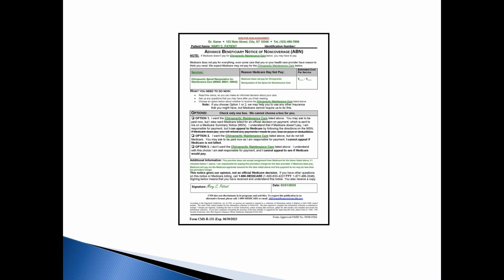It says this provider does not accept assignment from Medicare for the items listed above. I am responsible for paying the provider's charge. If Medicare does pay, Medicare will pay me, the patient, the approved amount, which could be less than the provider's charge.